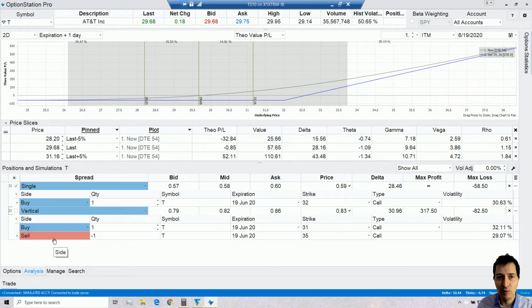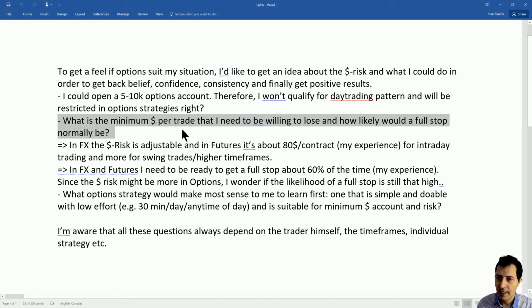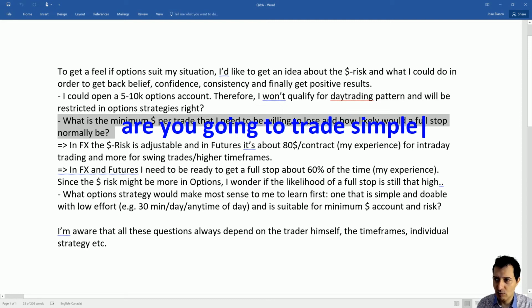But there will be times as well, and this normally has to do with the price of the stock, especially when the price of the stock goes higher. Again, it's not always like that because options pricings are very dynamic. But there are many times where, when the price of the stock is higher, the spread will make the trade cheaper. So in other words, when you ask what is the minimum, another question to add to this is: are you going to trade simple strategies or complex?